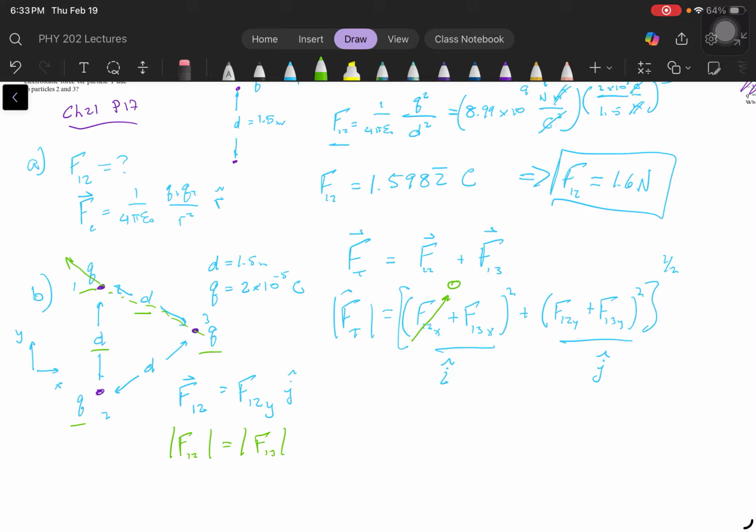So we can go ahead and say F13x is equal to F13 cosine theta, where this angle here is theta. And then we can say F13y is equal to F13 sine theta. And so let's see what we can do to find F13.